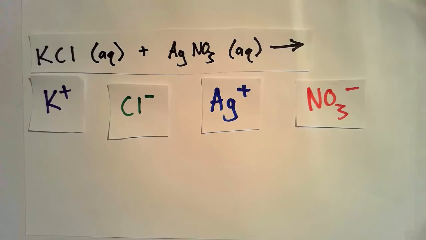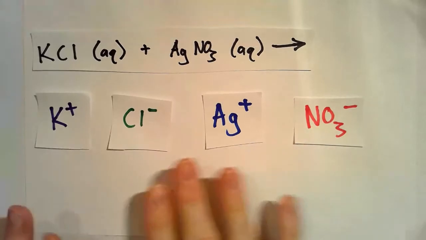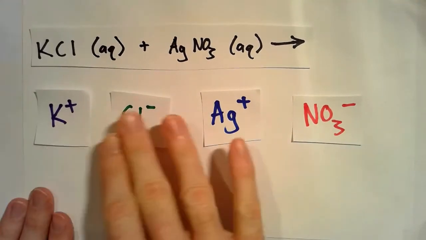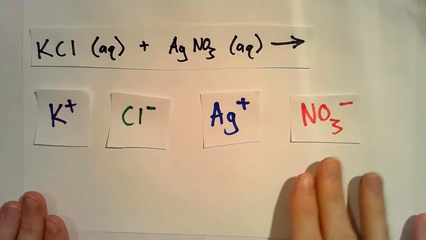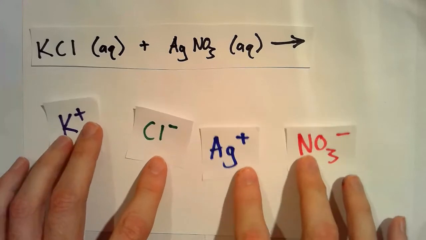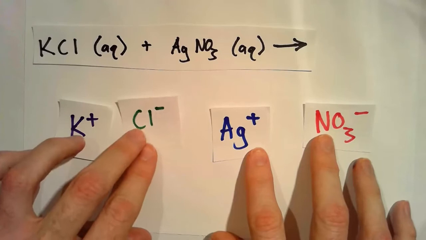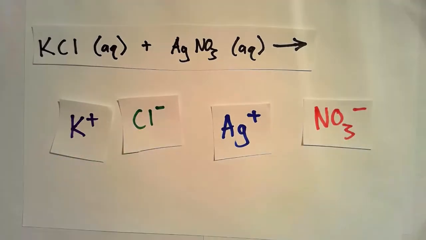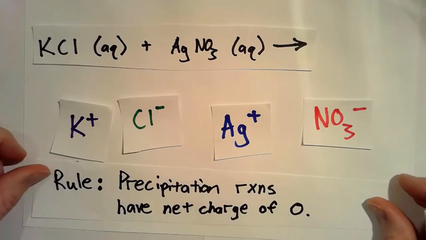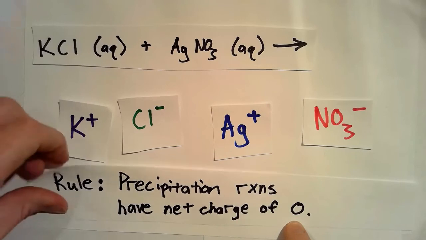And now I have my four different ions in my solution. Let's just say the solution is my white piece of paper, and now I have my ions all spaced out, ready to go. Now these ions are free to move around and free to make any kind of combination they would like. So let's see what kind of combinations we could get. First, let's remember a rule: precipitation reactions will have a net charge of 0.